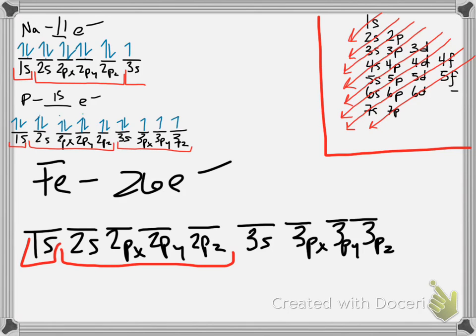Why do we need to be careful after we get to 3p? What fills after 3p? 4s. It doesn't go from 3p to 3d. It goes 3p, 4s, and 3d. And I'm obviously going to have to shrink this a little bit.